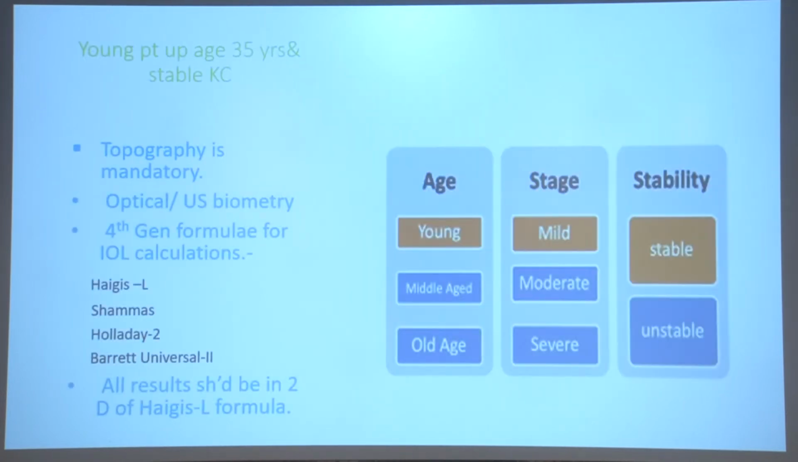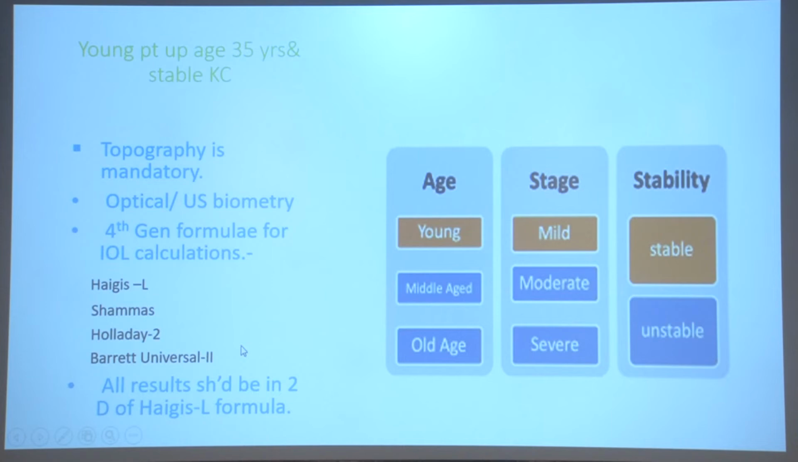So let's talk about a young patient of about 35 years of age with a stable keratoconus. Of course, you are going to go ahead and do a topography and always use an optical biometry. In fact, I'm not going to go into this discussion of optical versus ultrasound biometry ever in this talk. And the formulas which you would want to prefer are the Hoffer Q, the Shammas, the Holladay 2, and the Barrett Universal 2.